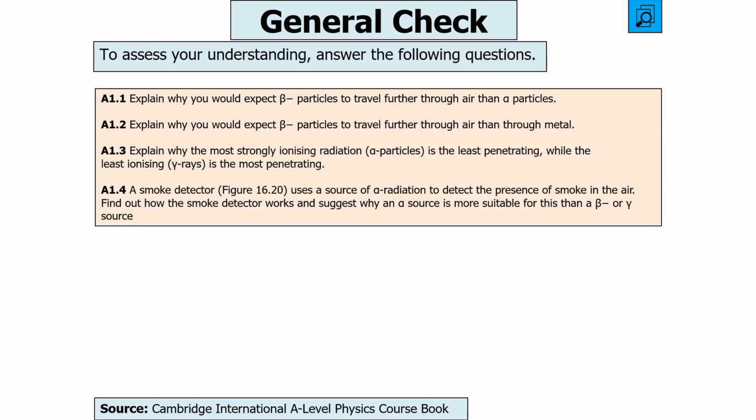The next question says, explain why you would expect beta minus particles to travel further through the air than alpha particles. Explain why you'd expect beta minus particles to travel further through air than through metal. Then explain why the most strongly ionizing radiation, alpha particles, is the least penetrating, whilst the least ionizing, gamma rays, is the most penetrating. A smoke detector uses a source of alpha radiation to detect the presence of smoke in air. How does a smoke detector work, and suggest why an alpha source is more suitable for this than a beta minus or gamma source?